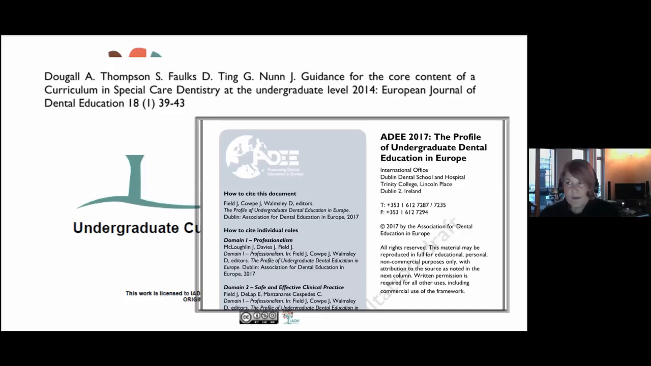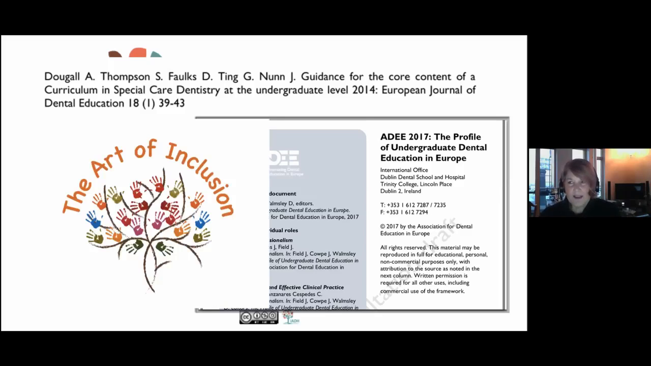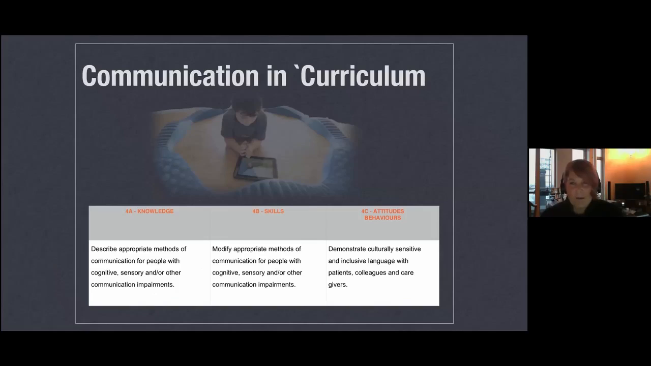in 2014 all of those learning outcomes across the profile and competencies from AD, so that those learning outcomes would not be something separate, and special care dentistry and disability was not somewhere else. Just an example, the communication outcomes meant that for the curriculum that already existed, communication that looked at how to communicate with people with sensory or cognitive impairments, students were able to identify and modify communication, and they could use culturally sensitive and inclusive language.